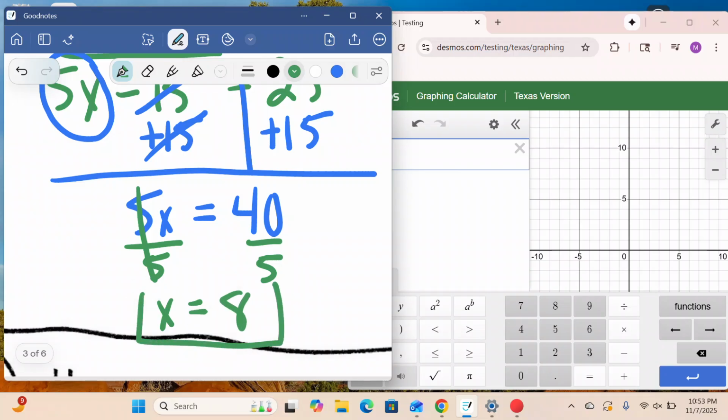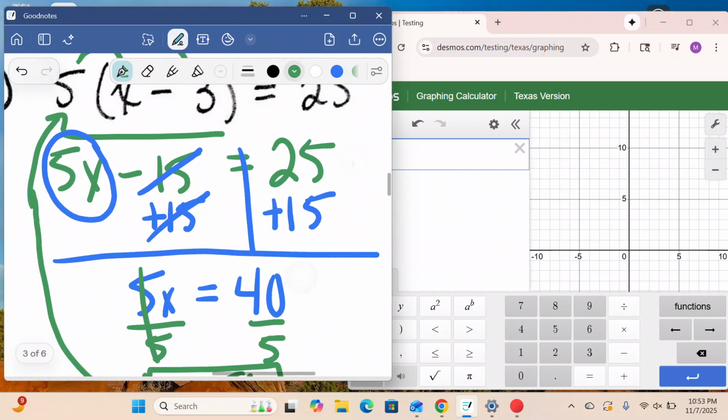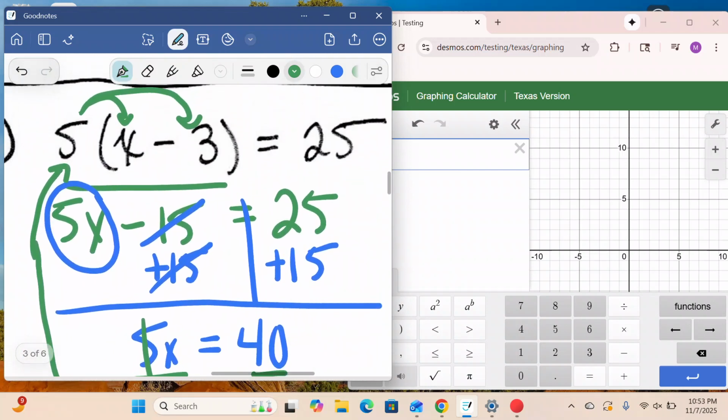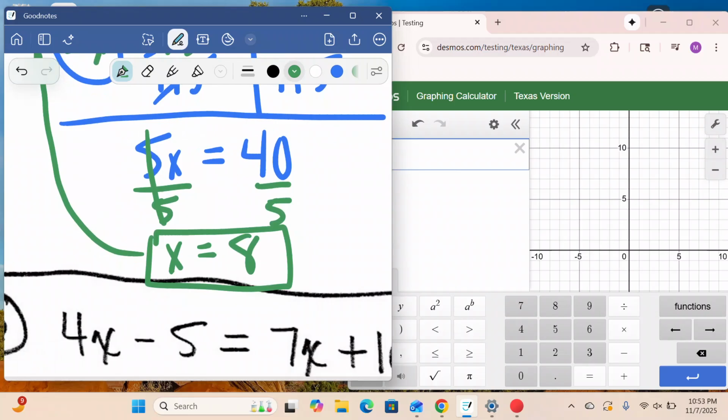If you don't believe me, you can go ahead and input that on Desmos, and of course you can substitute it all the way up to the top equation, and then you put x is equal to 8. So you put 5, and then you open parentheses 8 minus 3, which gives you 5. 5 times 5 is 25. The answer is 25, which is correct. So your solution is x equals 8, which is correct for the answer.